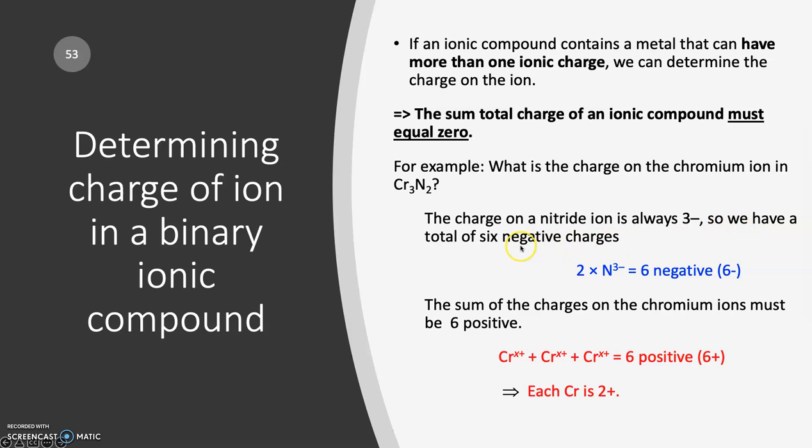So we have a total of 6 negative charge: 2 nitrogens multiplied by 3 minus for each nitrogen is 6 negative charge. The sum of the charge on the chromium ions must be positive, because we follow the rule that the sum total charge of an ionic compound must equal 0. If the negative is 6, the positive must be 6. So if we call X the charge of each chromium ion, there are 3 chromium ions and a total of 6 positive, so each chromium has 2 plus.